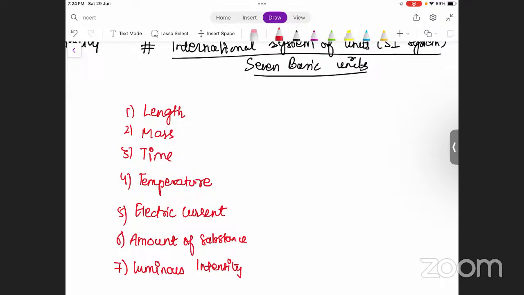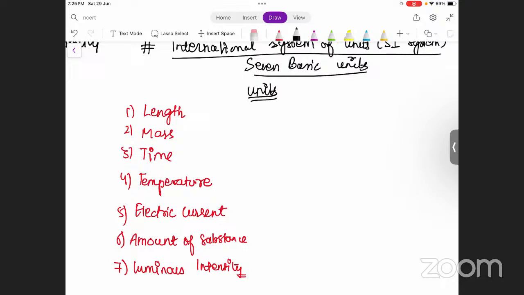What are the symbols for these quantities? I hope you know. Here we will write small l for length, m for mass, t for time, capital T for temperature. For electric current we use the unit ampere, so we will use I for it. For amount of substance we use mole, and luminous intensity is denoted by Iv. The symbols are not that important for us. What is important is the units.